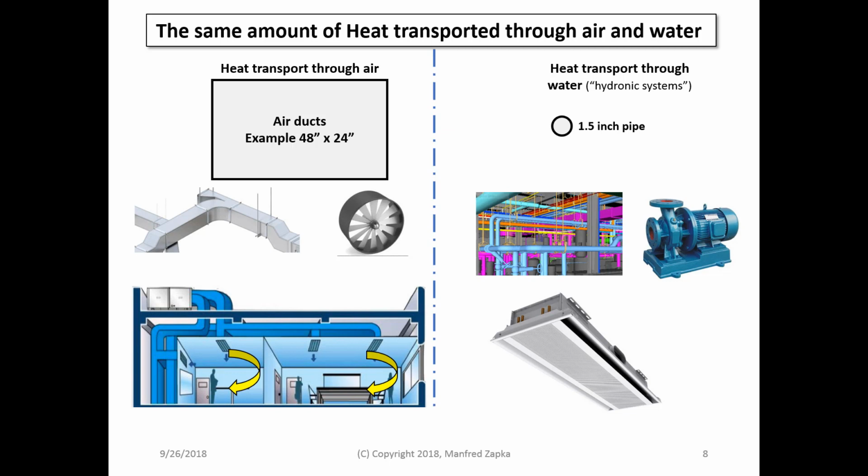As one can see, air ducts as large as 48 by 24 inches would be needed compared to an approximately 1.5 inch diameter pipe to transport the same amount of heat. The required space for the indicated water pipes is significantly less than for the air ducts, shown in the figure. This makes installation of chilled water pipes much easier than air ducts.